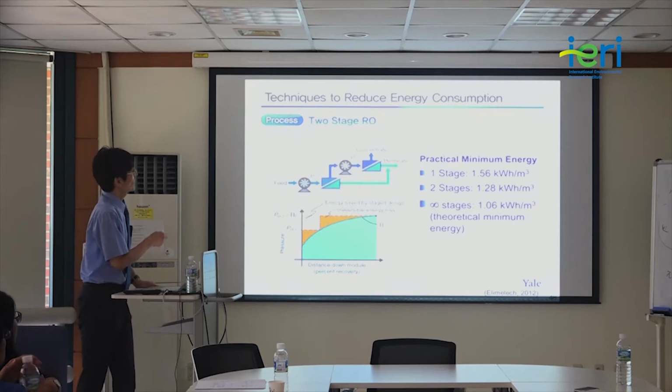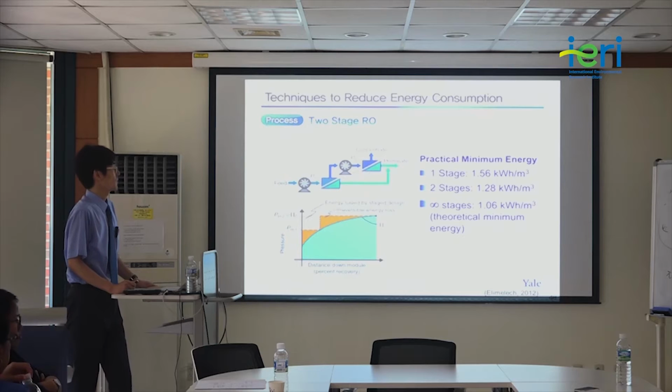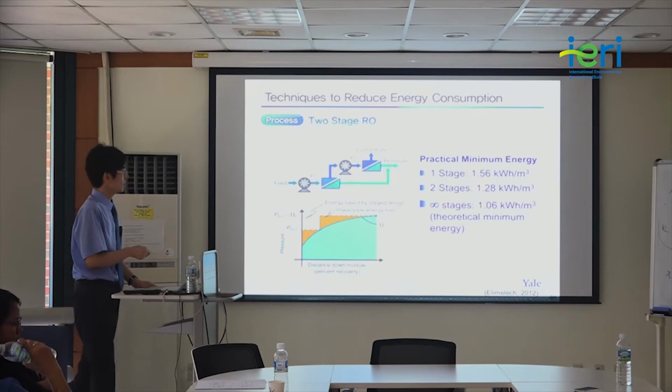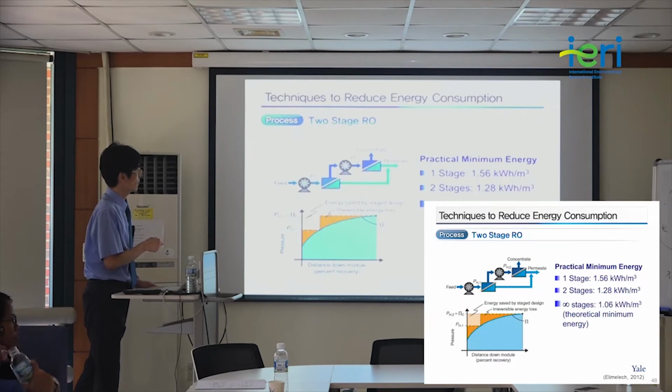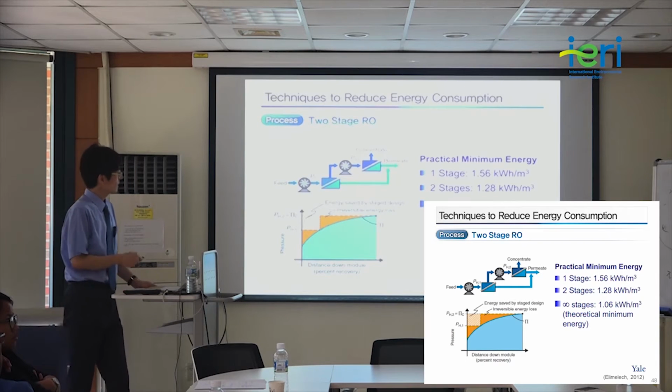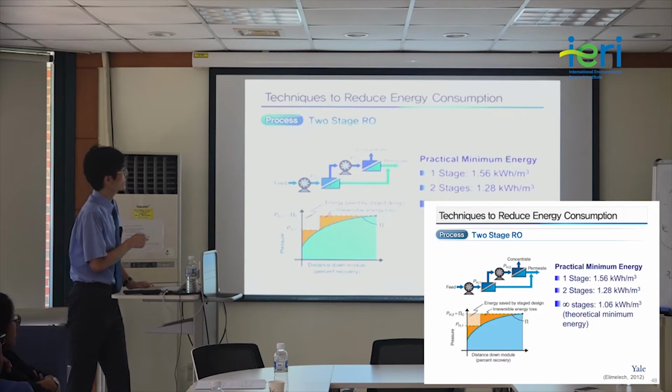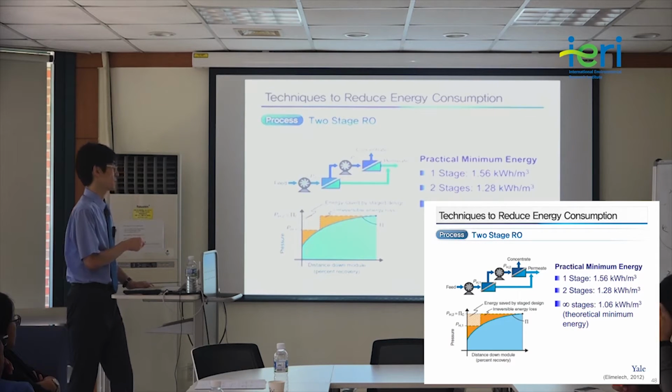Another similar idea is the two-stage reverse osmosis. Two-stage means we have the first pressure for the first stage and pressure for the second stage. So we can change the pressure during the operation of the system. It means that if we only have a single stage, we have to start with this pressure, and this part is the irreversible energy loss.